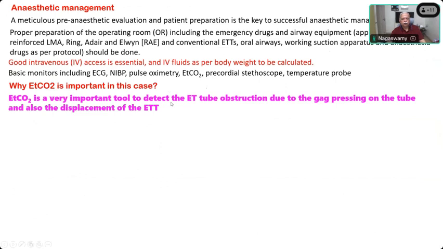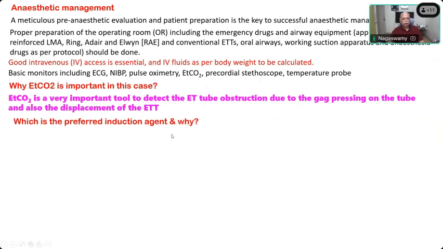That is, especially when you put a nasal tube, sometimes you may carry some of the tissues of adenoid or the turbinate, and the tube may get obstructed. The tube might go into the larynx correctly, but ventilating with the bag may be very difficult. Or when the surgeon puts the gag and presses the tube and obstructs or displaces the ET tube, ETCO2 is the main thing which will tell you that such a calamity has happened.